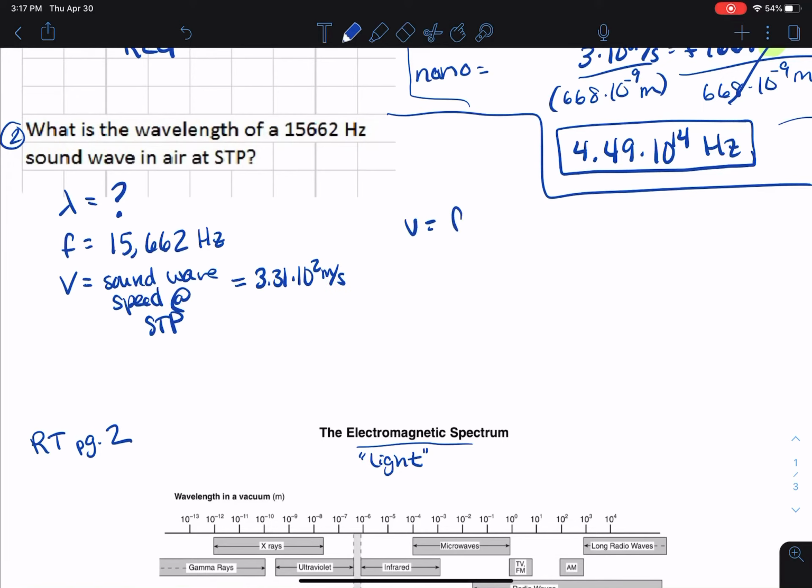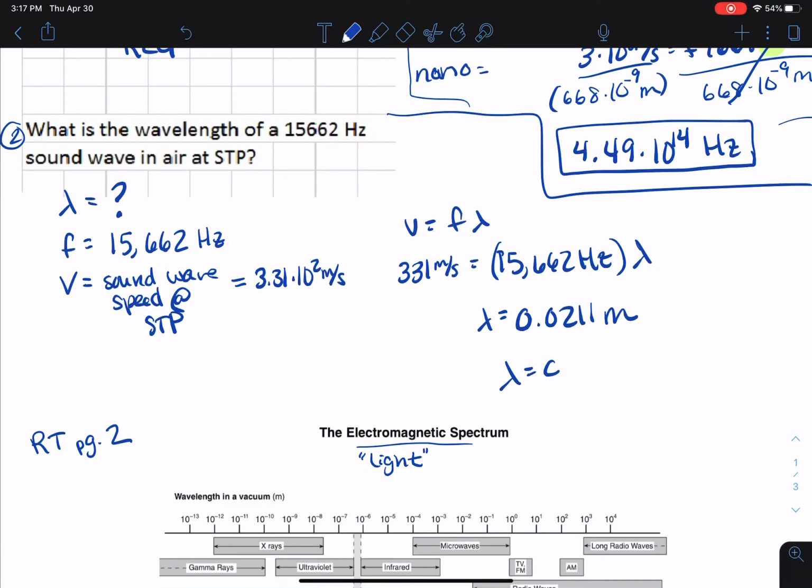So we set that up, v equals frequency times wavelength. 331 meters per second equals frequency, 15662 hertz, times my wavelength. And then when I do that math, I'm going to get an answer of the wavelength is 0.0211 meters. And it doesn't say it on here, but I'm going to go ahead and round it to the hundredths, 0.02 meters, because that's what it's going to ask you to do on the Google form.